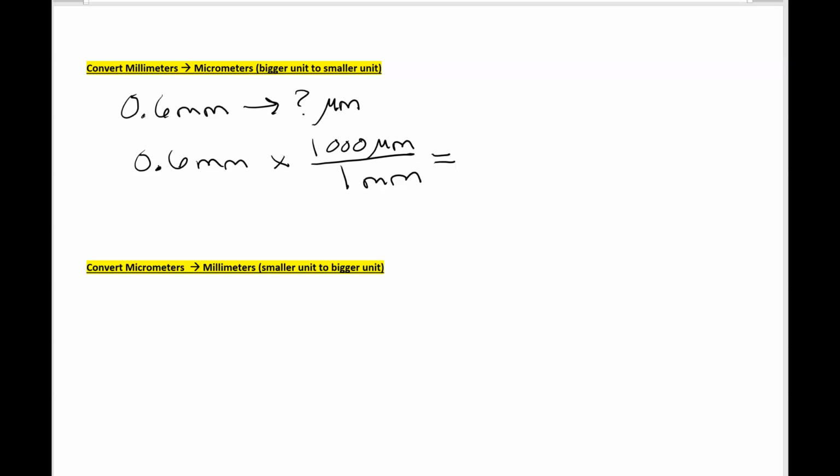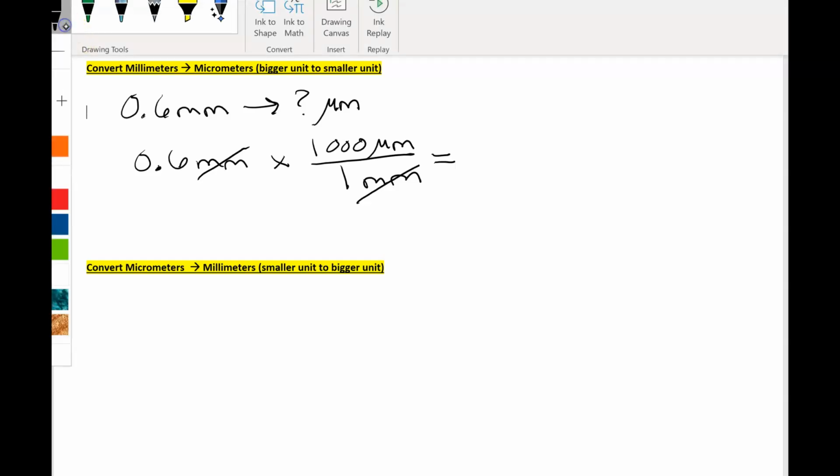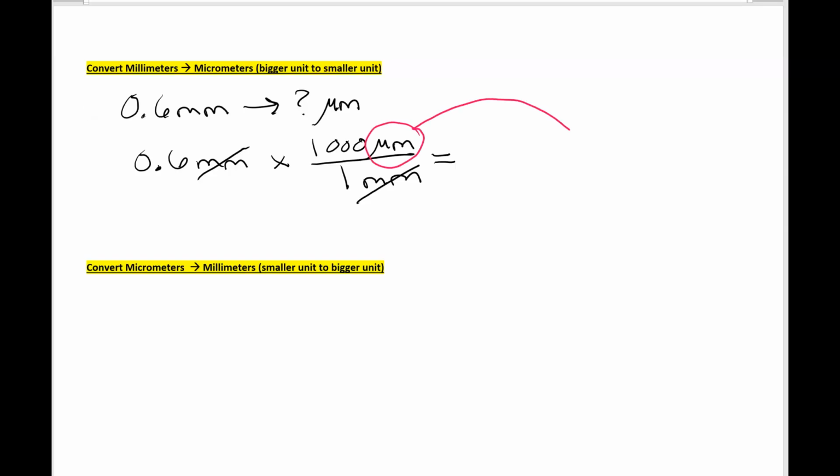So I do the mathematics like this. I have cancellation of millimeters. The unit I'm left with is my micrometers, so that's going to carry over here. And then I just multiply 0.6 times 1,000, which would give me 600 micrometers.